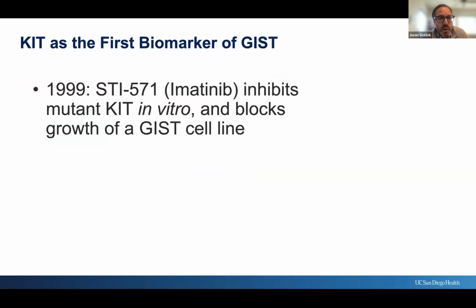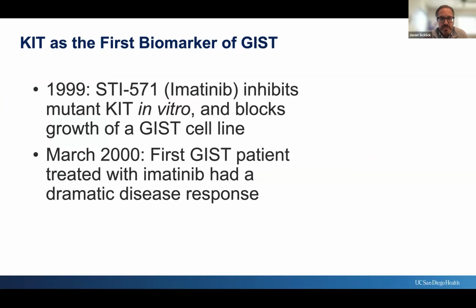And why that's important is because back in the late 90s, there was a drug being developed. It was initially called STI-571, and it later became called imatinib, or the eventual brand name Gleevec, that inhibits KIT mutations in cells, or in vitro, and therefore blocks the growth of GIST cancer cells.